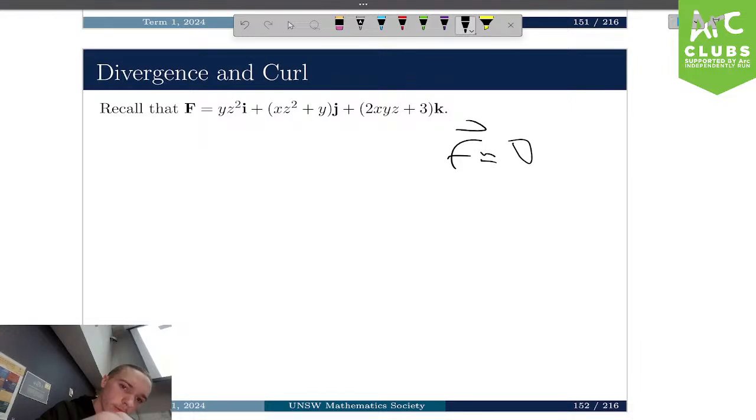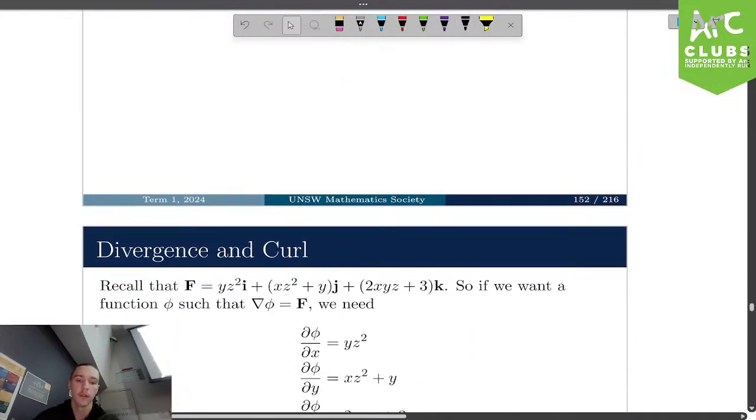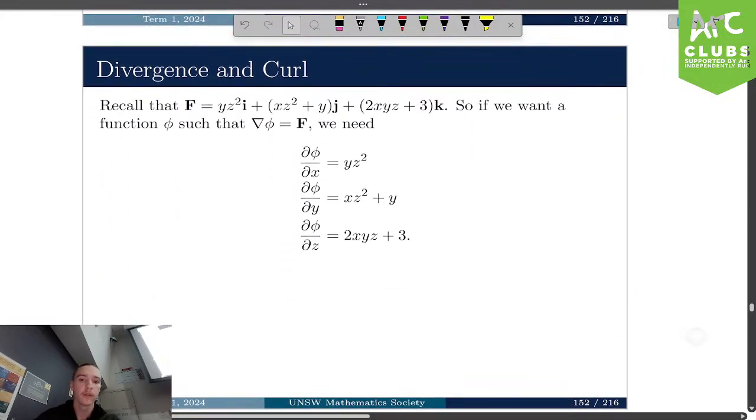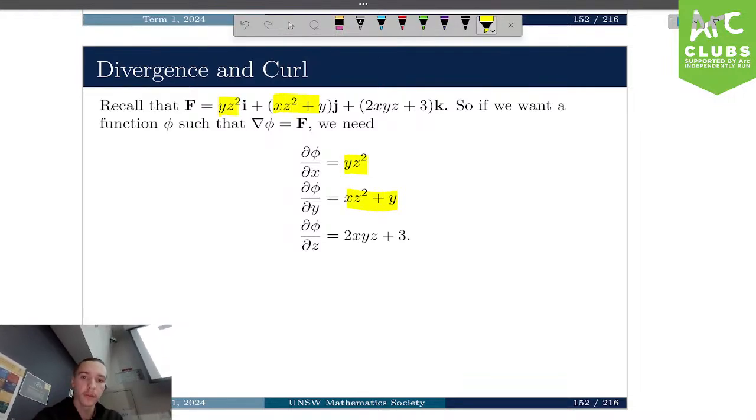Well, we know that f is nabla phi. So if we just label some arbitrary function phi, we can equate the partial derivatives of phi, that being d phi on dx, d phi on dy, d phi on dz, to the x, y, z components of f respectively. So we get this nice system of equations. And that is, of course, matching up this with this, this with this, this with this.